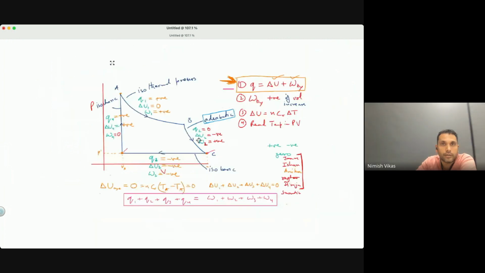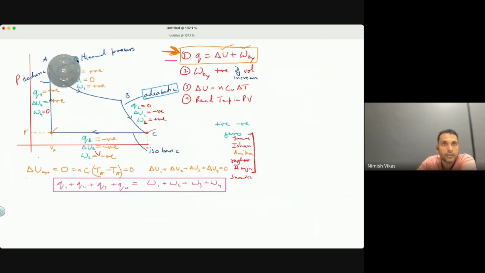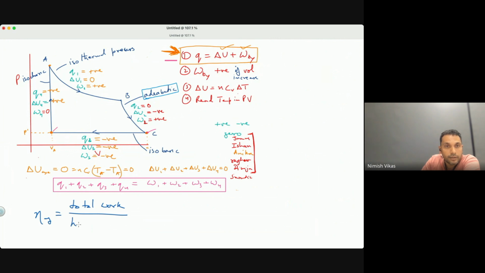So listen to one thing which generally I would have asked, but since no time is there, I'll just tell you. Efficiency is defined as total work divided by heat inputted. Now total work is this, okay? Heat inputted is not this. If I take heat input as Q1 plus Q2 plus Q3 plus Q4, then this will always come as 1, right, guys?